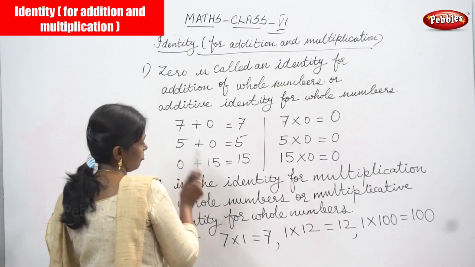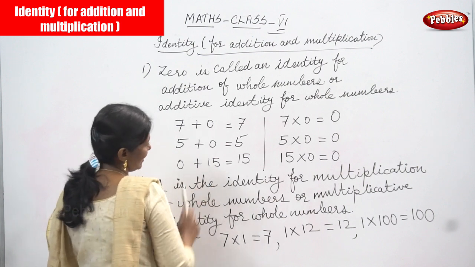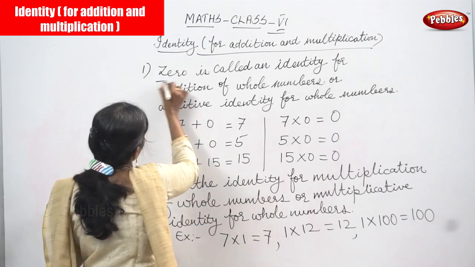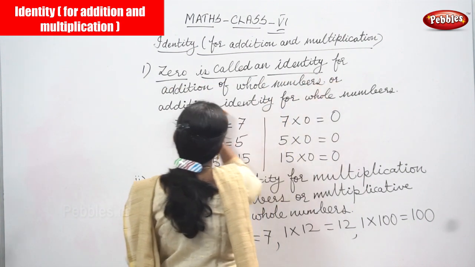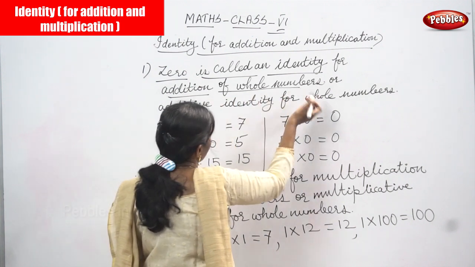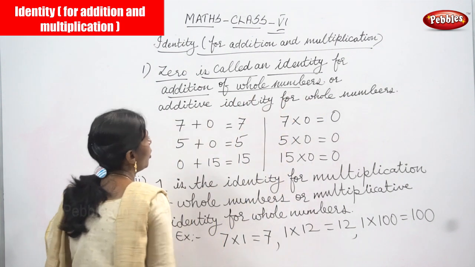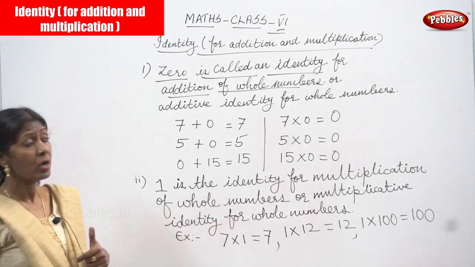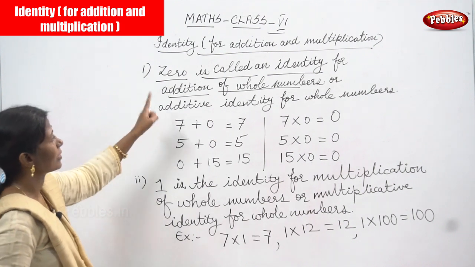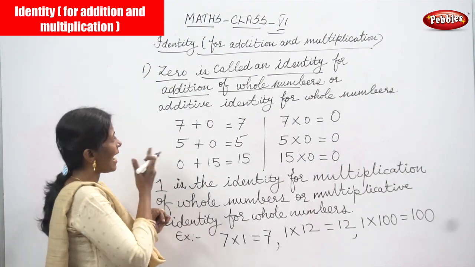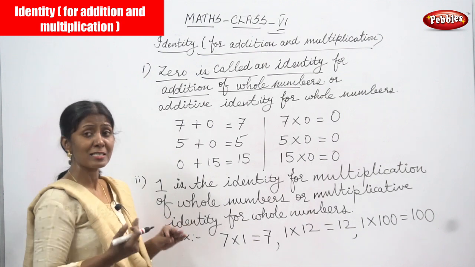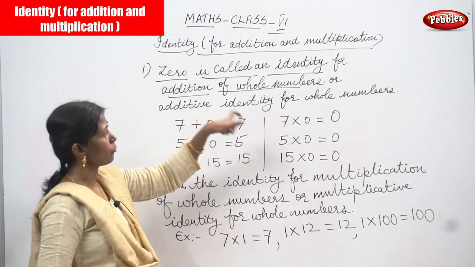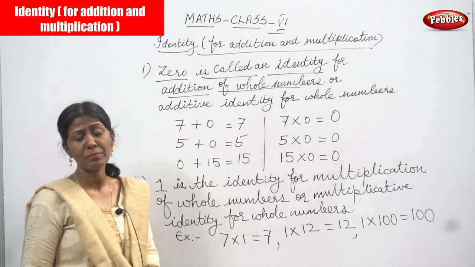0 is a whole number and 15 is a whole number. If you add together, you get the same number, 15. So this is why 0 is called an identity for addition of whole numbers, or additive identity for whole numbers. Both are the same: identity for addition, or additive identity for whole numbers.